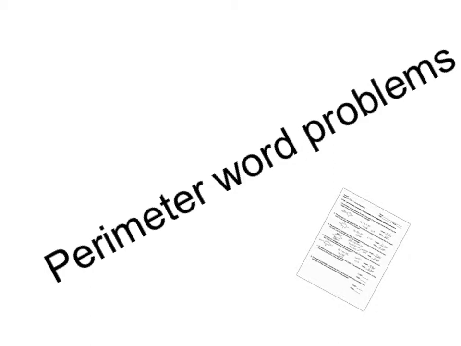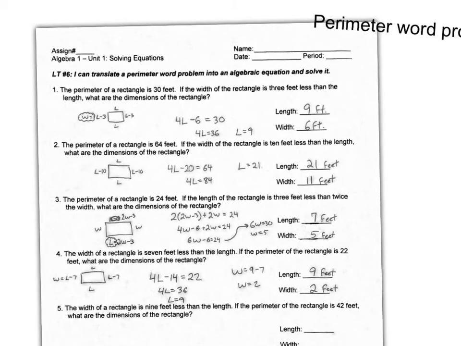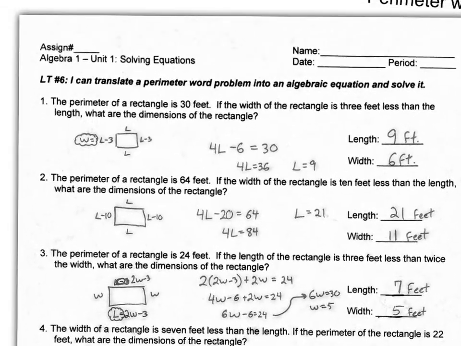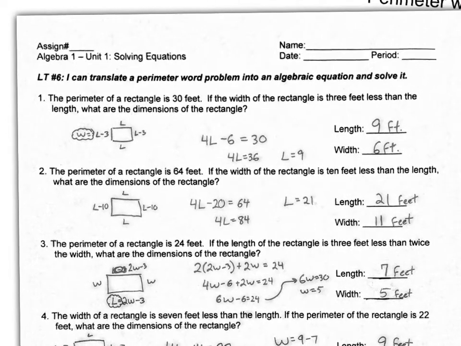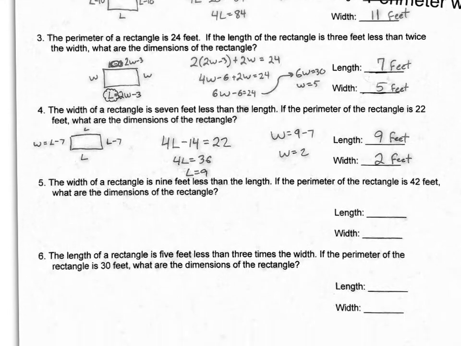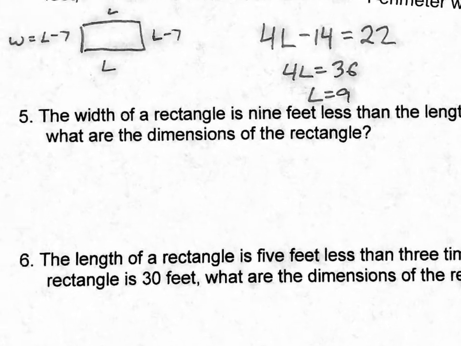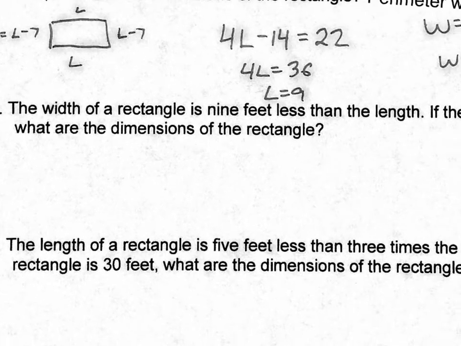We're going to be doing perimeter word problems. So let's get this out of the way. Let's take a look at this right here. We have the worksheet that we were working on in class today, and those are all the answers. I left the last two blank so we could do them right now together on this video. Right here it says the width of a rectangle is 9 feet less than the length.